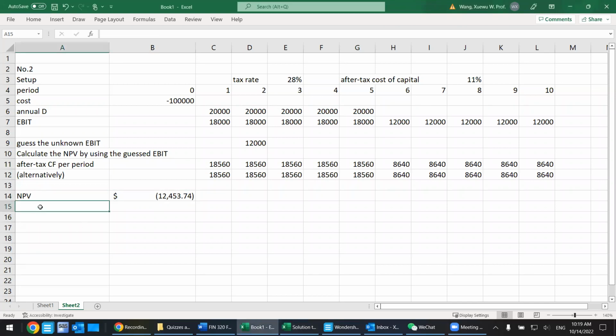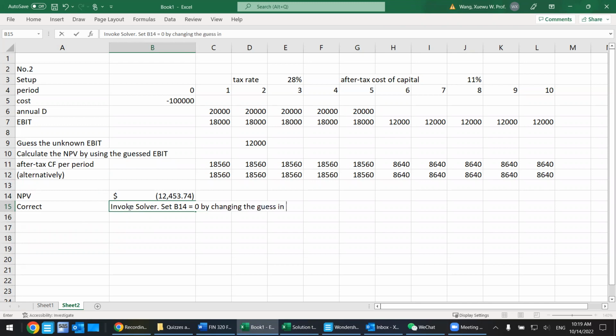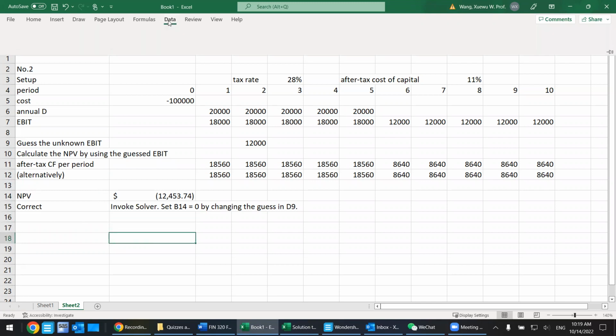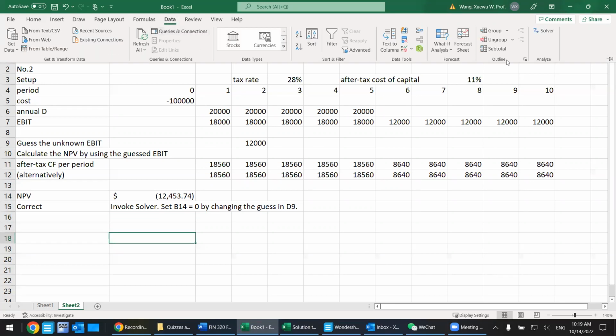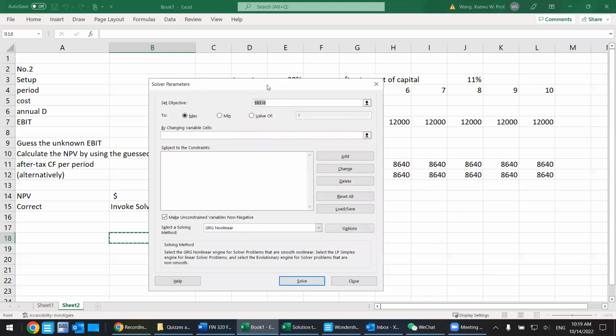Okay, so now I'm going to correct my guess. So this is my 3-step procedure. You guess, you calculate, you correct. Okay, so we're going to invoke solver. We're going to set B14 as the objective. We're going to set that equal to 0 by changing the guess in, where's my guess? Well, that's in D9. All right, so if I do solver, I should be able to find the minimum level of the EBIT. So let me go to solver here.